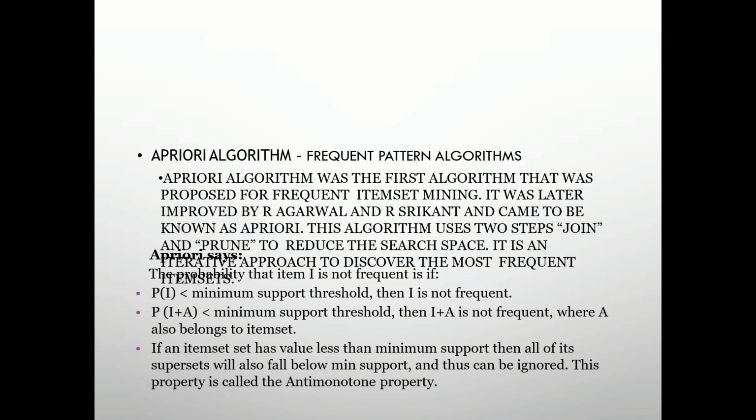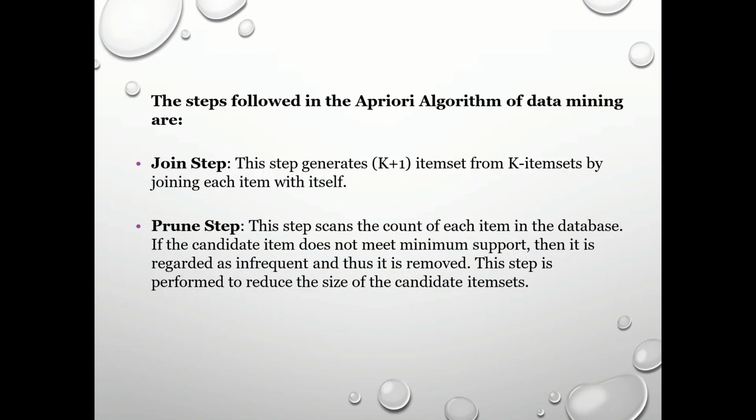The Apriori algorithm is the first algorithm that was proposed for frequent itemset mining. It was later improved by Agrawal and Srikant and became known as the Apriori algorithm. This algorithm uses two steps, the join method and the pruning method, to reduce the search space. It is mostly used to find frequent itemsets. The steps to follow in the Apriori algorithm are the join step and the pruning step.